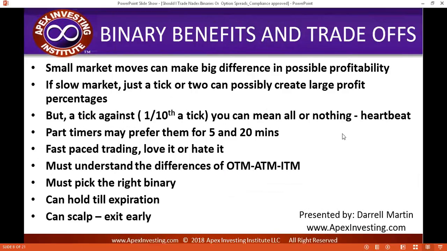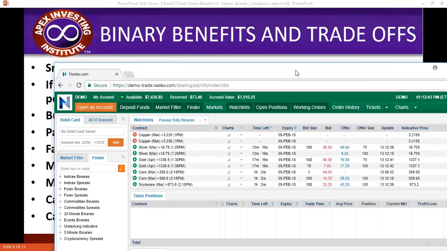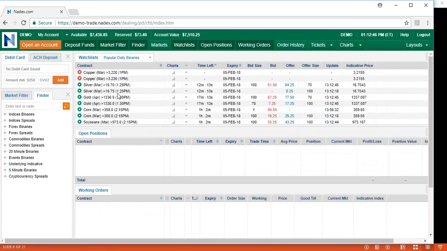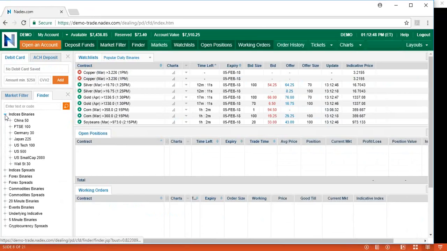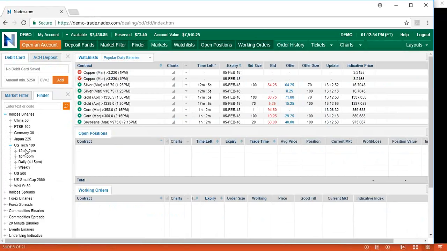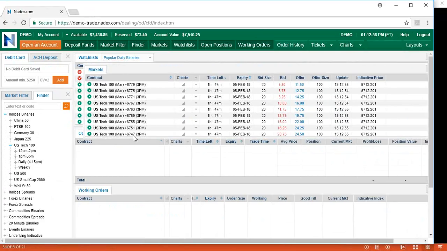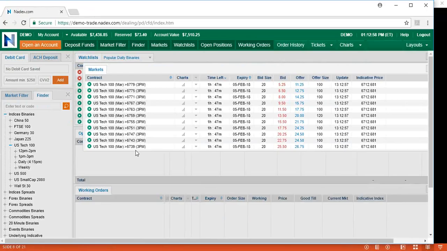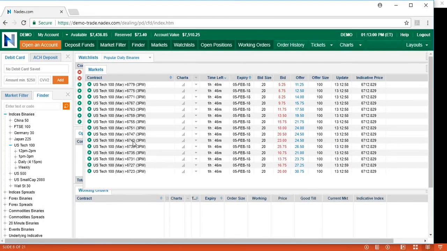So let's talk about binaries a little bit. We hop on over here to the Nadex website, and let's pull up, for example, some stock index binaries. Let's pull up the NASDAQ derivative here. For example, for the 3 o'clock expiration, we've got quite a few different strike prices, and each one of these different strike prices is a binary option.